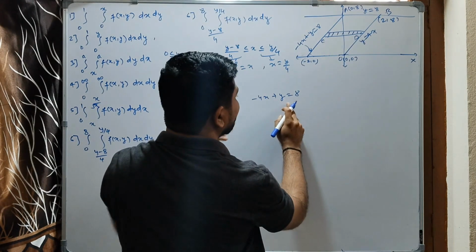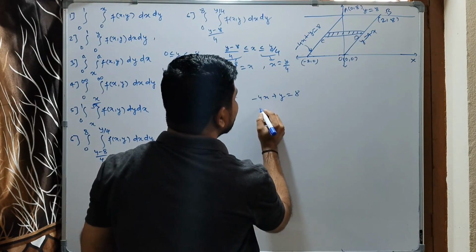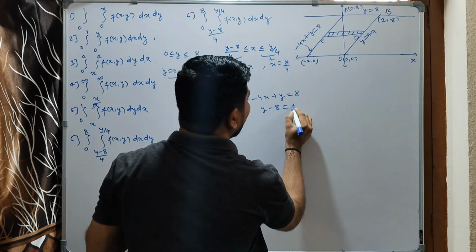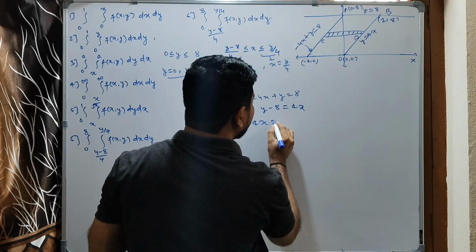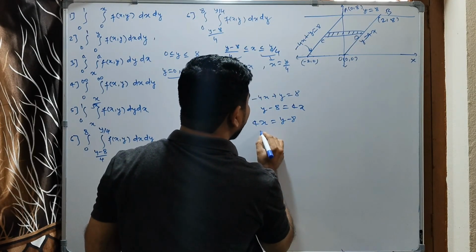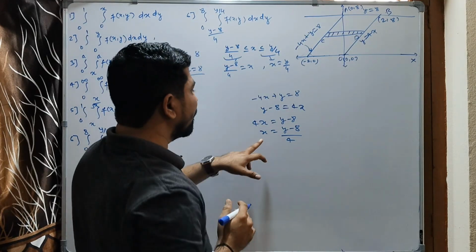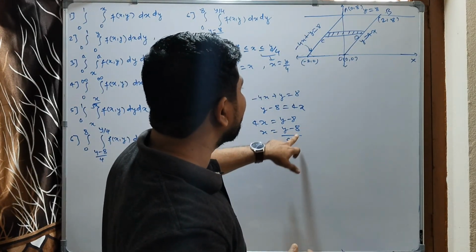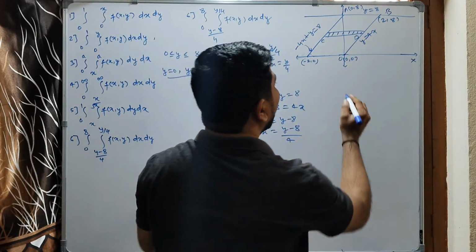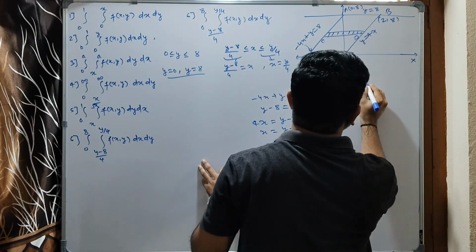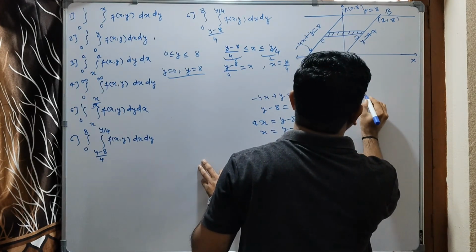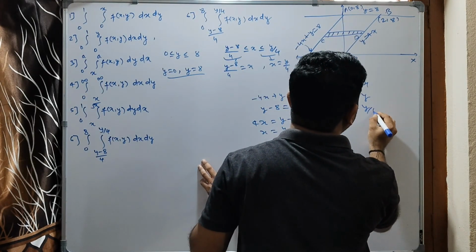So here, minus 4x plus y equal to 8 is the same as y minus 8 equal to 4 times x. So here 4x equal to y minus 8, x equal to (y minus 8) divided by 4. So here the value of x is (y minus 8) by 4. And y equal to 4x is the same as 4x equal to y, therefore x equal to y by 4.